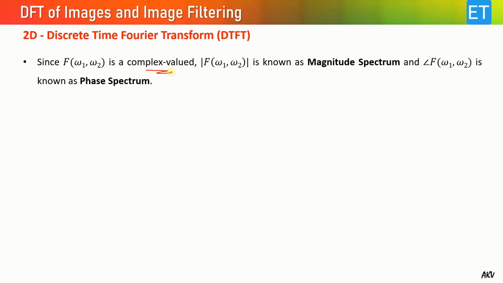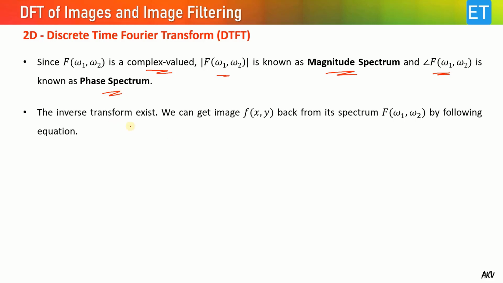And this F(omega1, omega2), as I said, is complex valued. That's why it can be broken into two pieces. One is the modulus of it, that is, the magnitude of this spectrum, so it is known as the magnitude spectrum. And the second one is the angle of F(omega1, omega2), which is known as the phase spectrum.